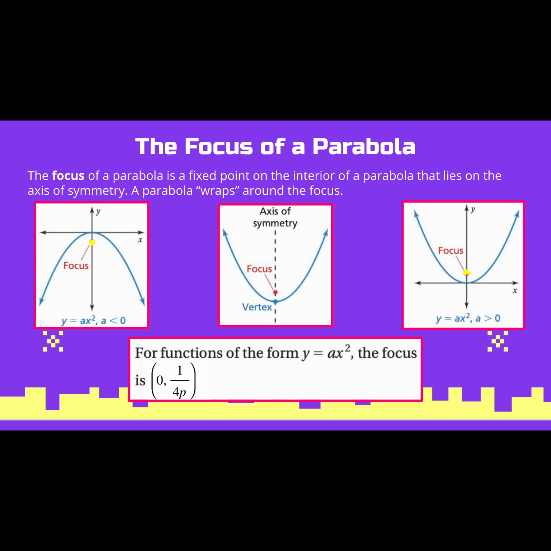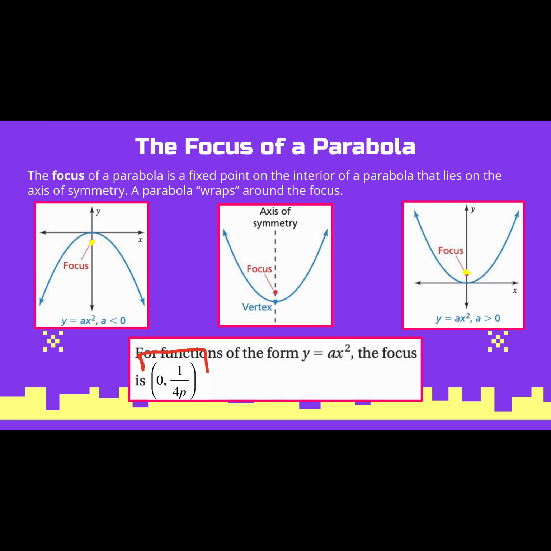For a function, so here's how we find the focus. For a function of the form y equals ax squared, that is our parabola. The focus is, so one thing to point out before we even look at this, the focus is a point on our graph. So when we look at what the focus is, it's at 0 and then 1 over 4t, okay? 1 over 4 times t.